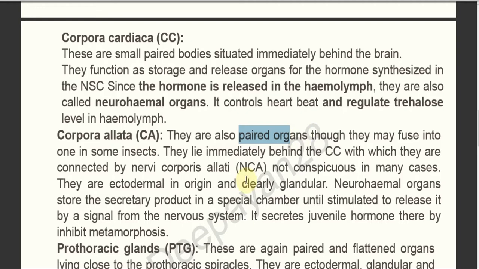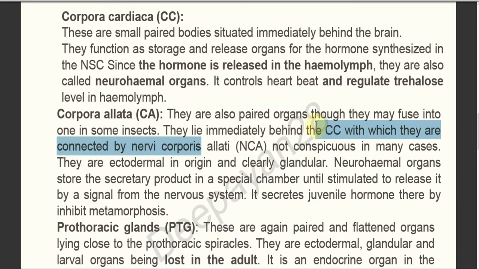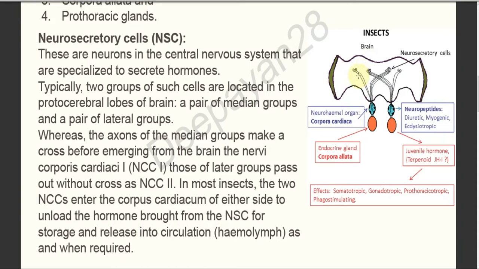That means in some insects what will happen? They may be fused with each other. Okay, that is not important. Immediately behind this CC, corpora cardiaca, no need to tell. Yes or no? And connected by your nervi corporis allati. This is important, which is not confusing. That means you see, these are what? These are known as what?